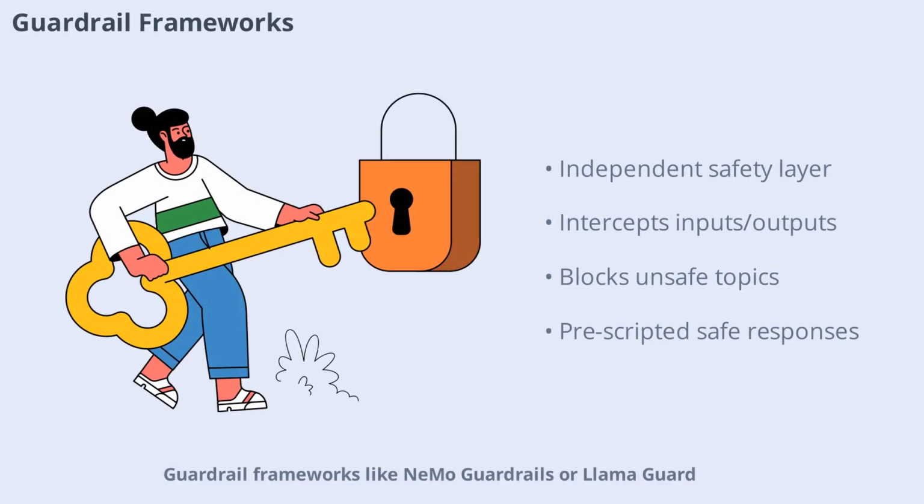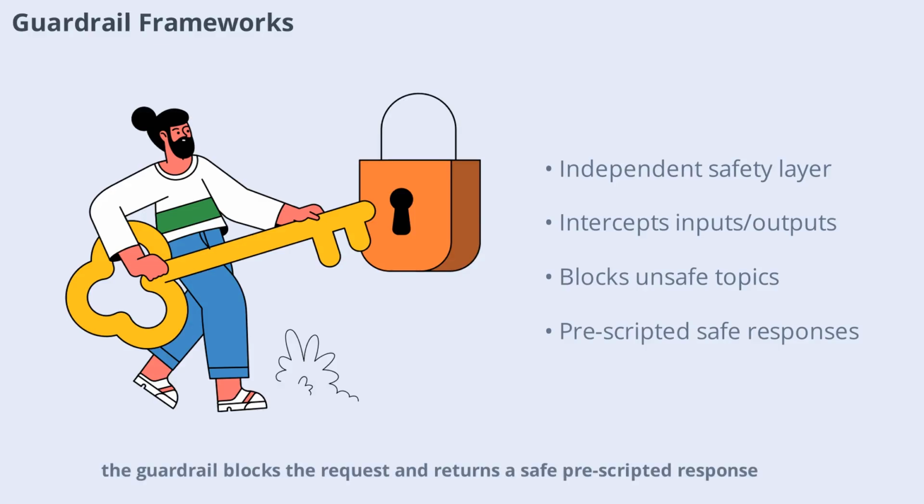Guardrail frameworks like NeMo Guardrails or Llama Guard act as an independent safety layer around LLM applications. They intercept both inputs and outputs, checking them against safety policies and topic constraints. If a user tries to steer the conversation toward unsafe topics, the guardrail blocks the request and returns a safe, pre-scripted response, keeping the main model out of risky situations.